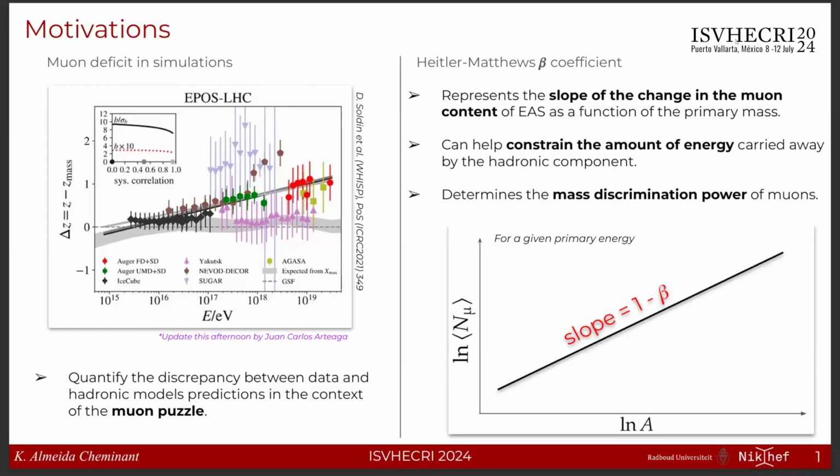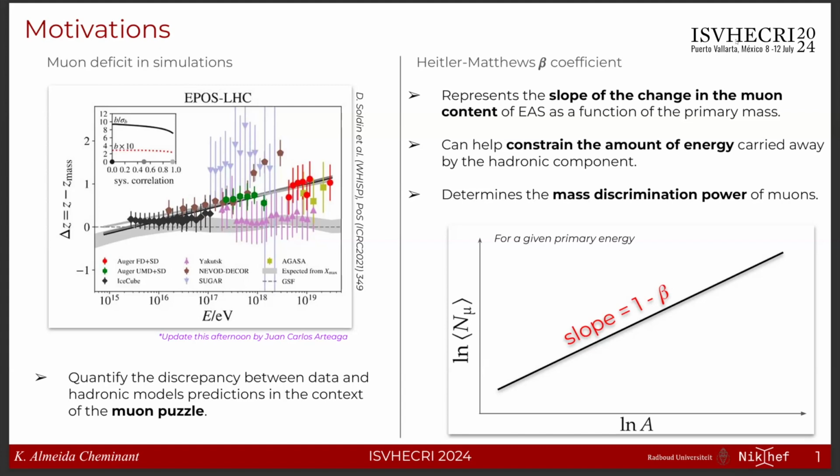The byproduct of this analysis is also what we call the Sattler-Matthews beta coefficient. From this toy model of extensive showers, the beta coefficient essentially describes the change in the muon content of those showers as a function of the primary mass. So this is basically what you see here. You have the logarithm of the mass, you have the logarithm of the average muon content, and this beta coefficient is essentially inscribed in the slope of the trend that you see here.